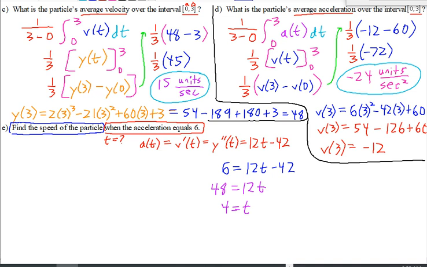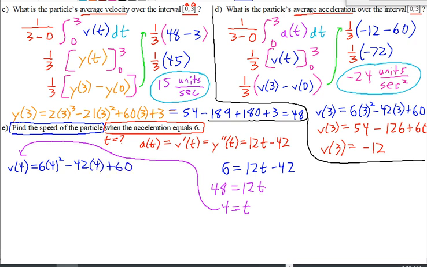And remember, speed is very similar to velocity. So let's find the velocity at that time by finding v of 4. So v of 4, remember our velocity function was 6t squared minus 42t plus 60. So 6 times 4 squared minus 42 times 4 plus 60. And if we simplify that, 4 squared is 16 times 6 is 96. Minus 40 times 4 is 160, 2 times 4 is 8, so negative 168, plus 60.